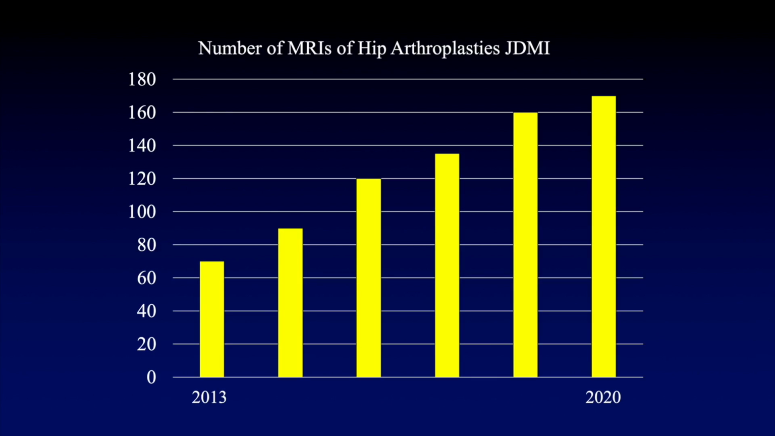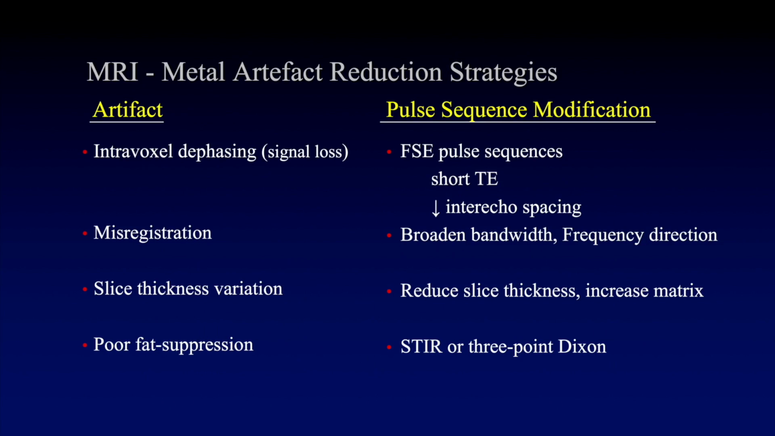In our practice, we've seen a consistent increase in the number of referrals for evaluation of patients with total hip arthroplasties with MR imaging over the past decade. And I think that's leveling off a little bit at this point, but we're still doing a large volume of cases for evaluation of total hip arthroplasties.